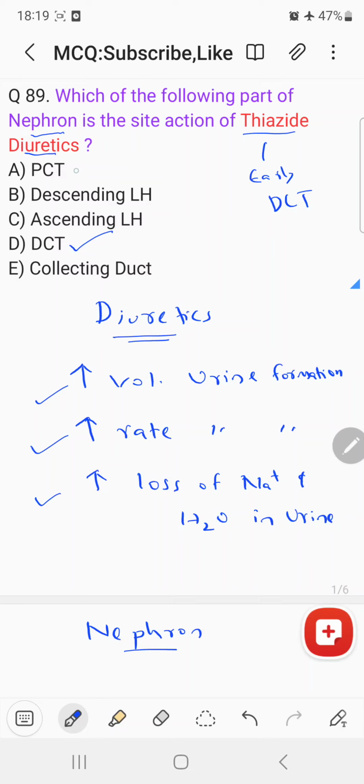Proximal convoluted tubule: the drugs which act on the PCT are mainly the carbonic anhydrase inhibitors. Descending loop of Henle is the main site of action of osmotic diuretics. Ascending loop of Henle is the main site of action of loop diuretics. Collecting duct is one of the main sites of action of potassium sparing diuretics.